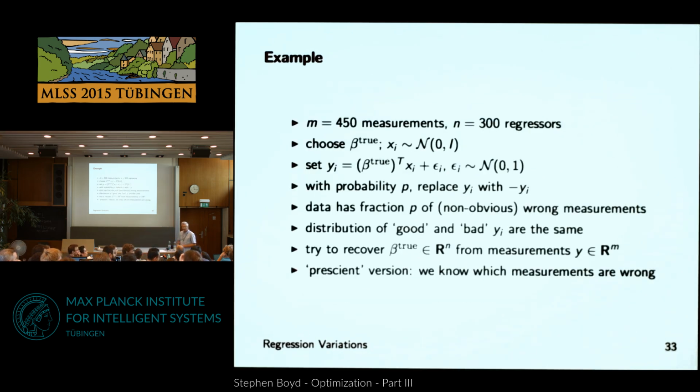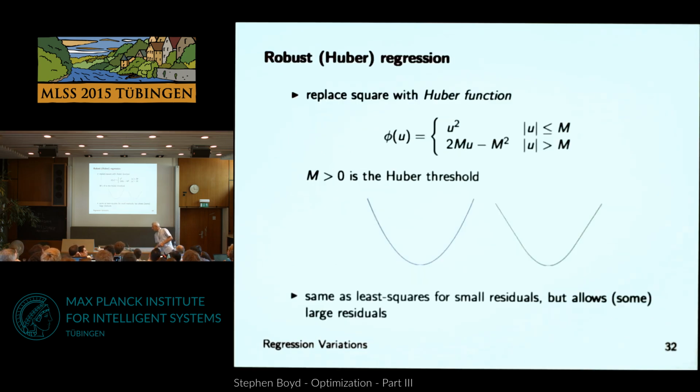Wait, yes? Where do you get M from? Same, you'd cross-validate. That's the answer. There's actually several ways to get M, but really the only correct way is cross-validation.